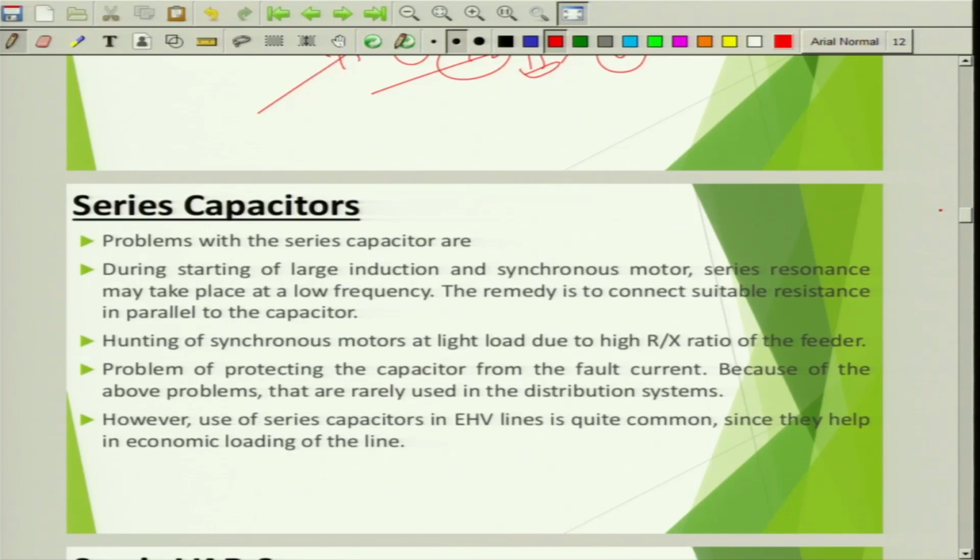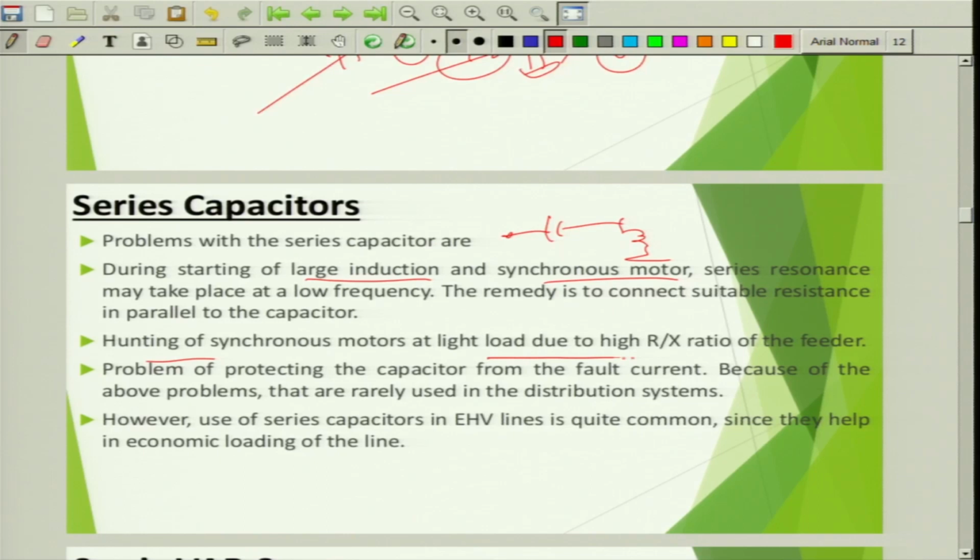But there are some issues also with series capacitors. During starting of large induction and synchronous motors, series resonance may take place at a low frequency, right. Resonance happens because C is there in the line, and L is also there because of induction motors. At some point of time there could be resonance, and that is a problem. The remedy is to connect suitable resistance in parallel to the capacitor. And there is something called hunting of synchronous machine, where the rotor of a synchronous machine oscillates about its equilibrium position. That is not a good idea.